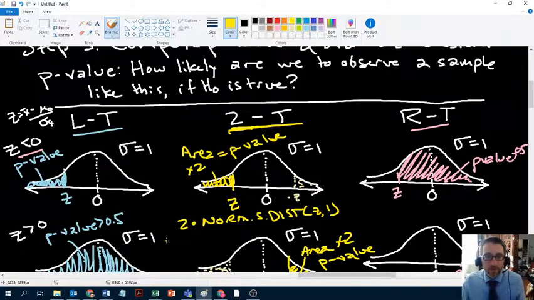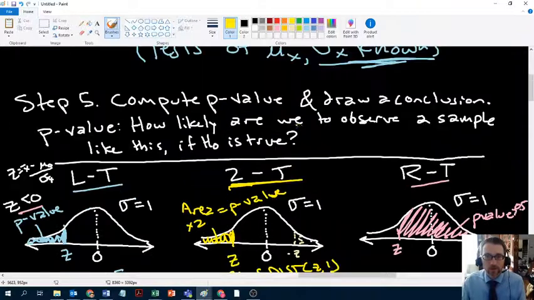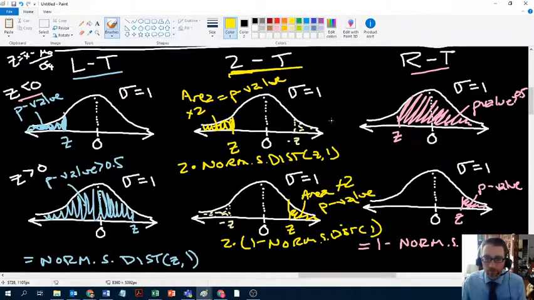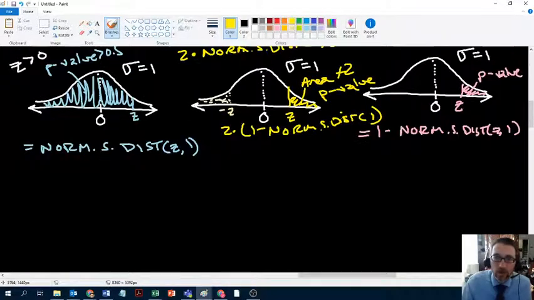Okay, once we have our p-value, once we have answered this question, how likely are we to observe a sample like this? That's computing the p-value, if the h0 is true. The next thing we have to do is draw a conclusion. To do that, one of the really nice things about the p-value is it gives us a straightforward approach to this. We are going to have a rejection rule.